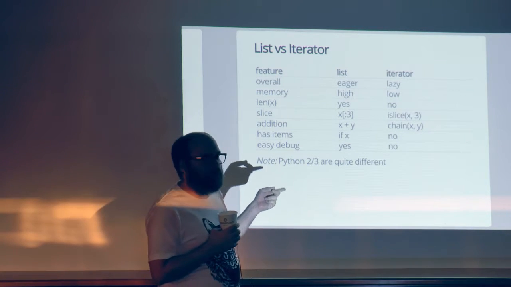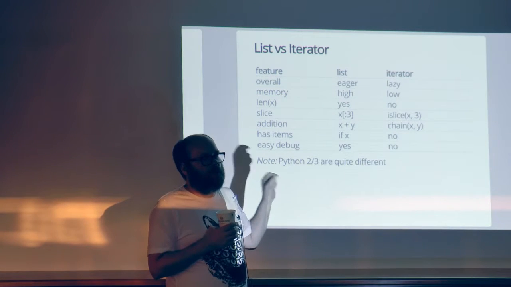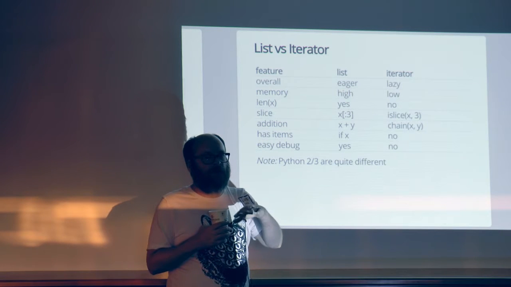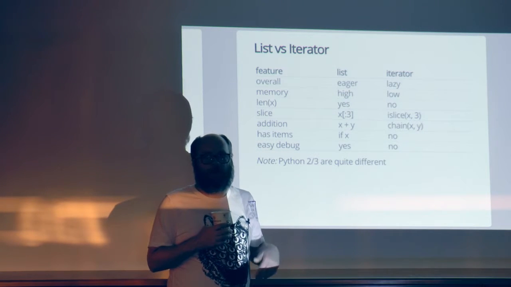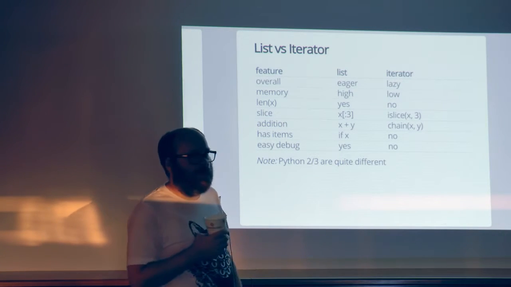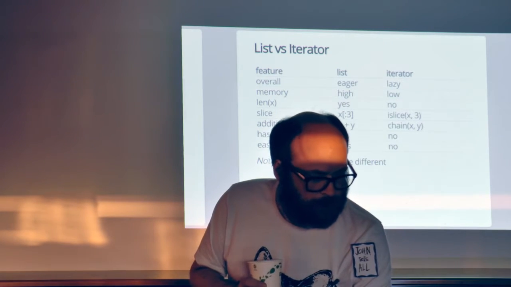Penny isn't here because she did a talk on Python 3 a while back. A big difference between Python 2 and Python 3 is that in Python 3, a lot of this stuff just kind of goes away because in Python 3, almost everything is iterators. And we'll just leave it at that. So Python 2 is kind of funky in this respect.